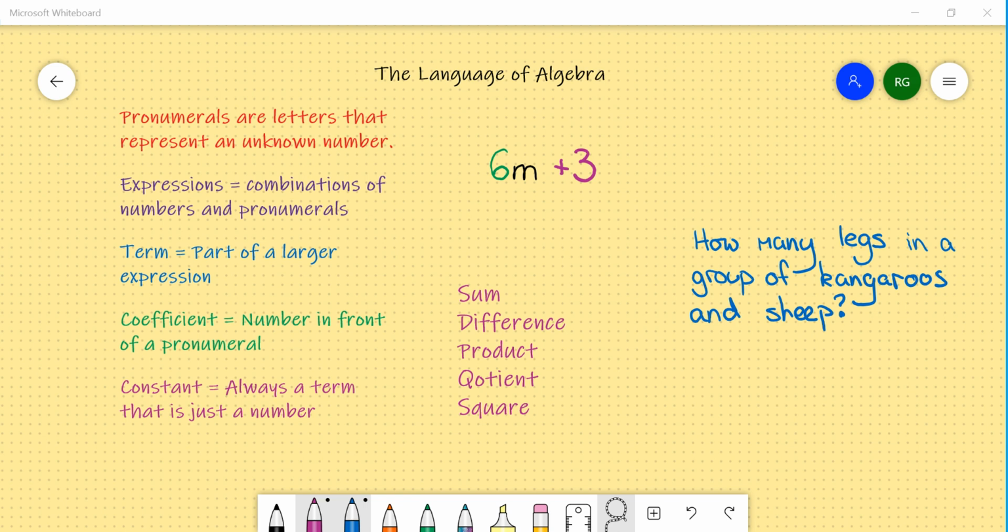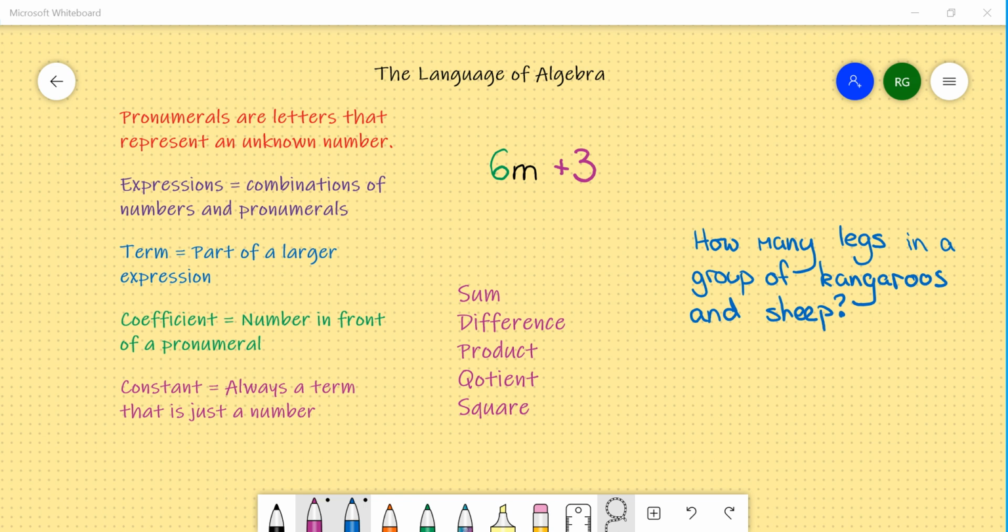So on the left are some really key points. The first one being pronumerals are letters that represent an unknown number. It doesn't matter what we call that letter. That letter could be an X, it could be an A, it could be a T, but as long as it represents an unknown. In the example, in the middle of the screen, we have 6m plus 3. That m could represent any number. It could be 1000, it could be 3, it could be 0.9, it could be anything.